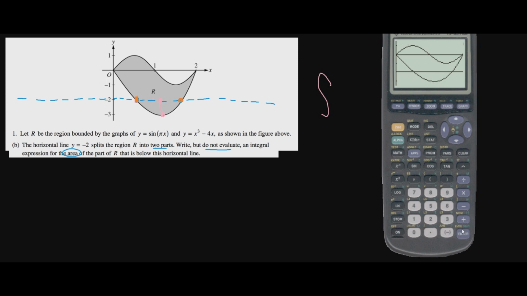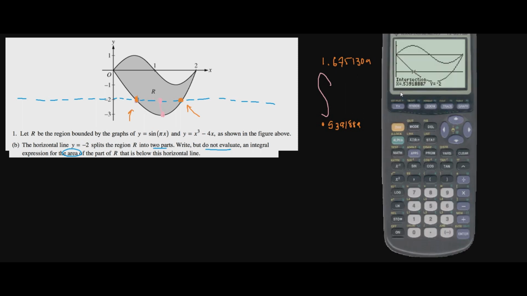Boom, boom, boom. And we get that the point of intersection is 0.5391889. All right, I'm going to write the entire thing, and if I do the same process, I'll get 1.67513009, right? These points right there, and I want to write all the decimals that I can. Make sure you write the exact values.